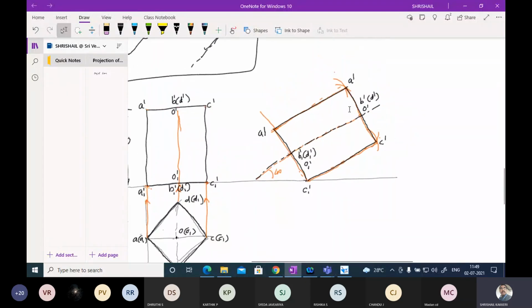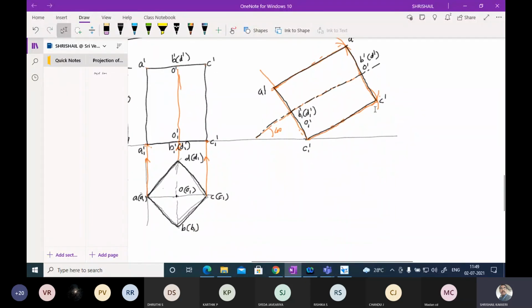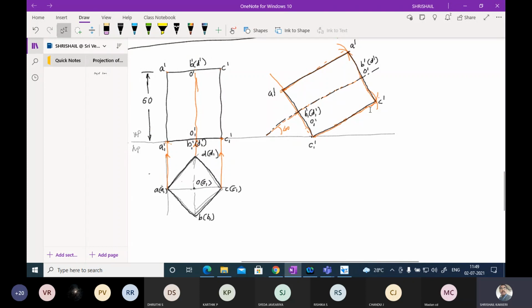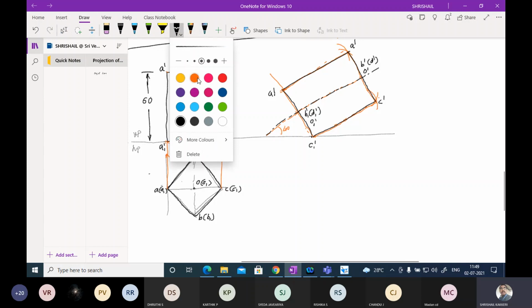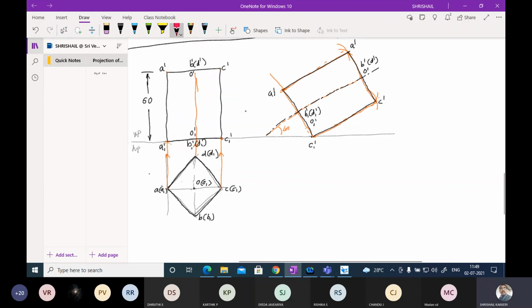Okay, this one I am not doing it. Slowly I am doing, try to understand. Now I am going to draw the top view of this. Top view of this when we are looking from the top.